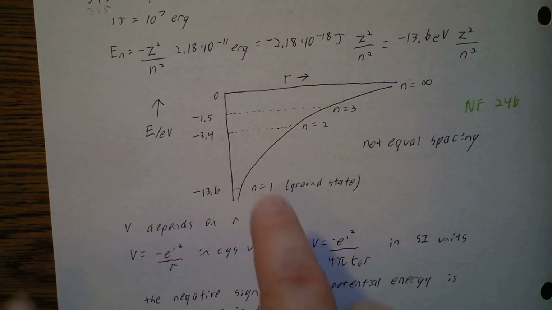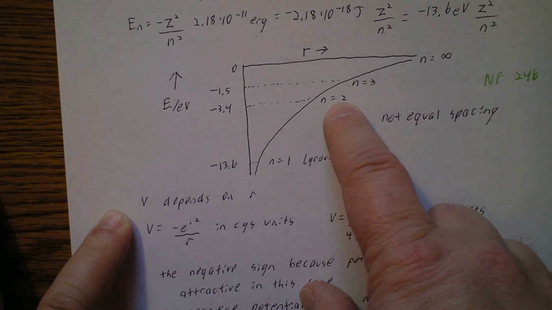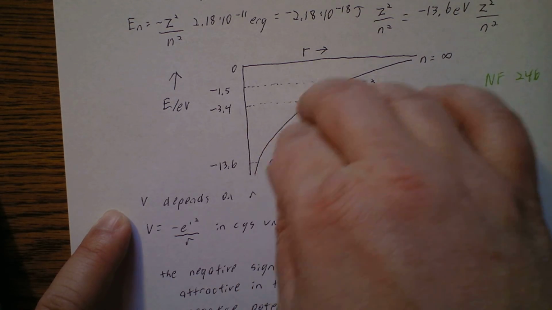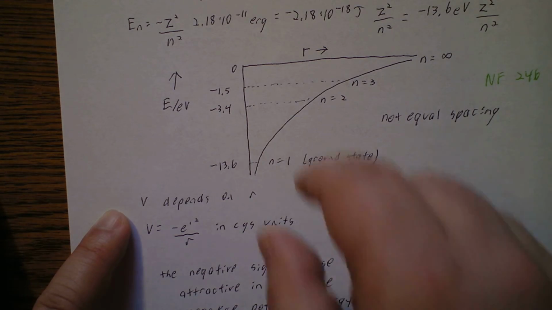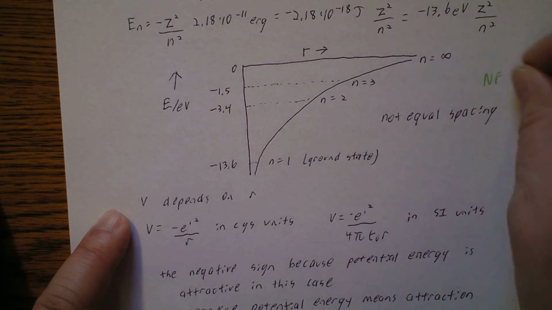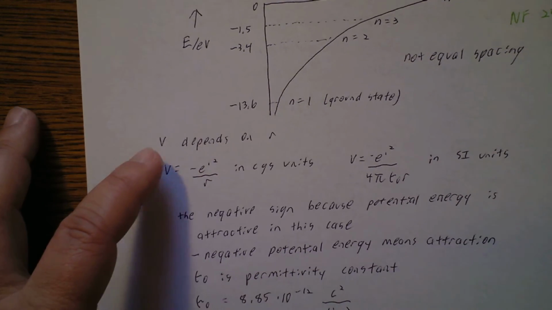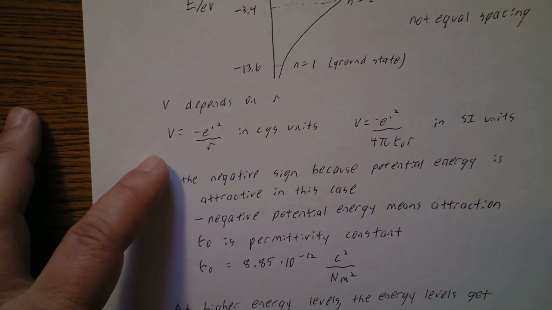So our ground state is way down here, and then n equals 2 is way up here, 3, etc., all the way to infinity. So notice how it goes asymptotic, towards infinity. But also notice, of course, it's not equal spacing. It gets closer and closer together. So V is dependent on r. The potential energy is dependent on the radius, obviously.